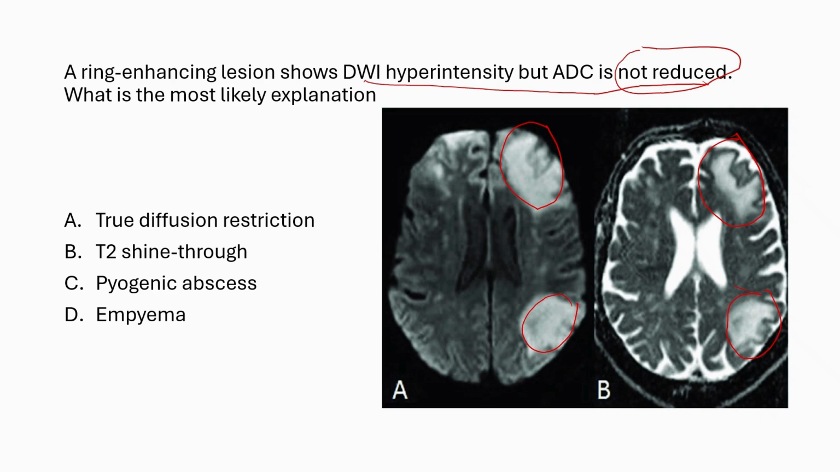True diffusion restriction: in diffusion restriction there is a hyperintense DWI and low signal intensity or dark ADC. So this is called true diffusion restriction. Pyogenic abscess shows true diffusion restriction, and empyema also shows true diffusion restriction due to the thick viscous pus, whereas in this image both are high signal intensity. So the answer is the T2 shine through. If there is high signal intensity in both DWI and ADC, then this is called T2 shine through.